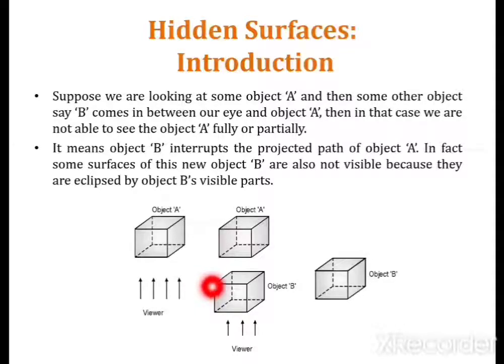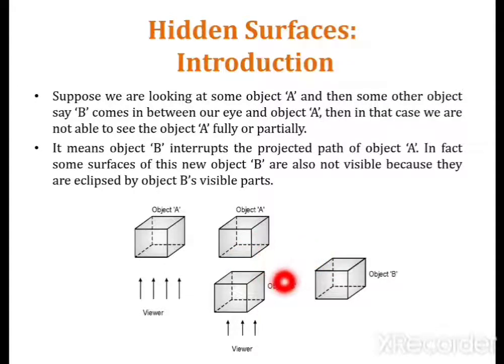Whenever such a situation occurs, we are not able to see the object A fully. It may happen that the object looks partially visible, and it may happen that the object is not visible at all. These are the different concepts that we are going to learn today. Either the object is only partially visible, or it is not visible fully. This situation may occur, and in that case what needs to be done, we are going to see in hidden surfaces.